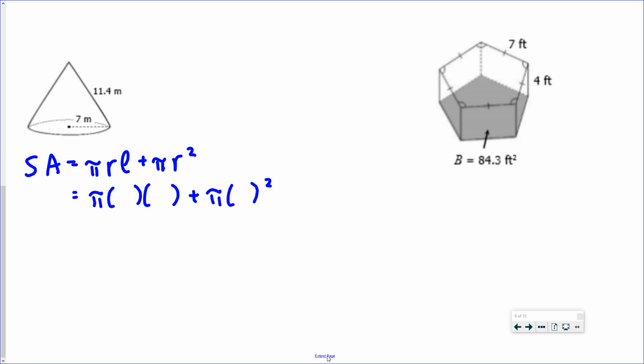What's my r of this cone? 7. 7's my radius. Good. So you can plug that in. L is the slant height. So that would be this height right here that runs along my cone, 11.4.